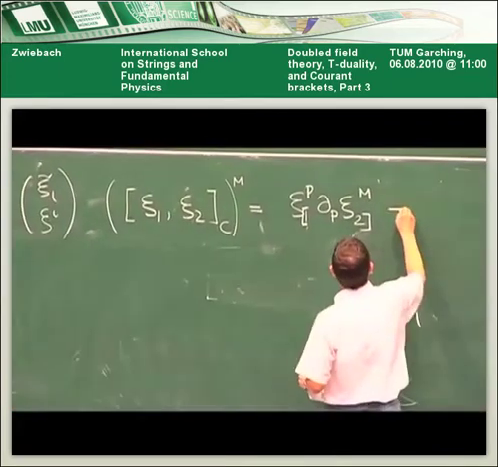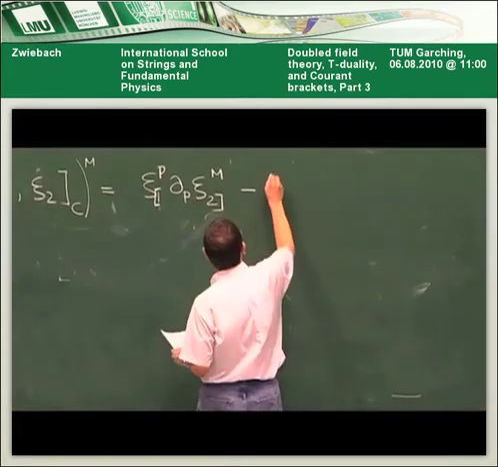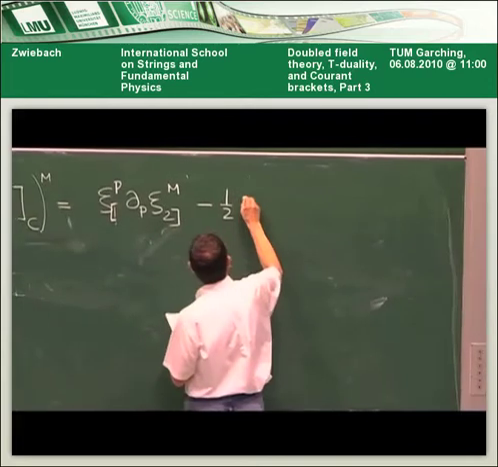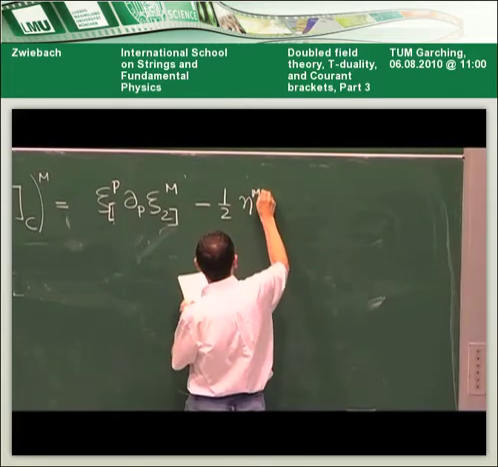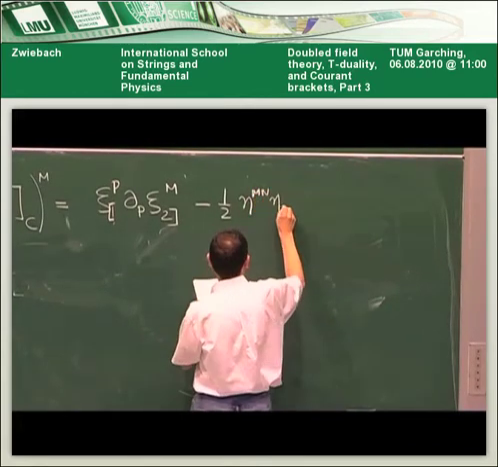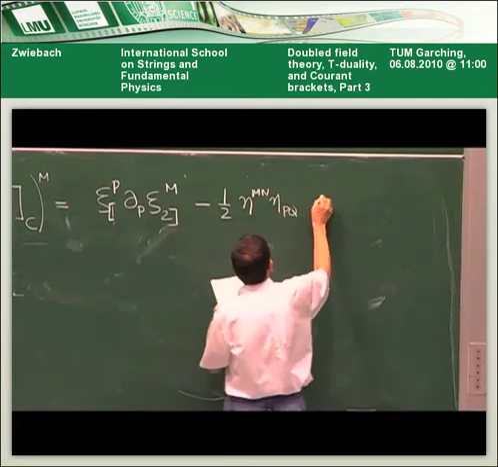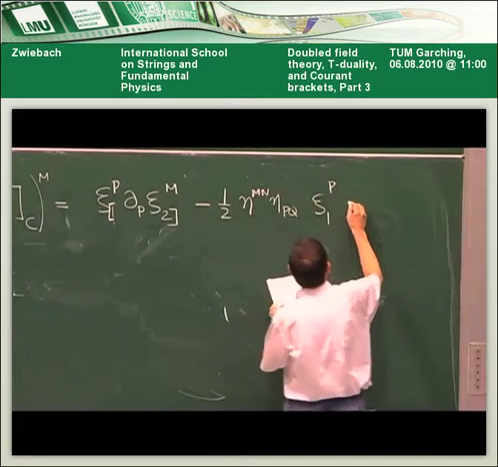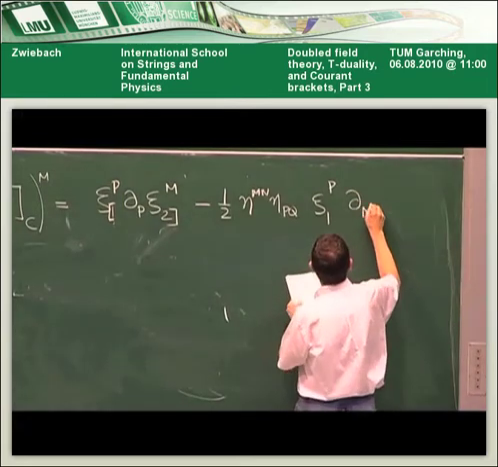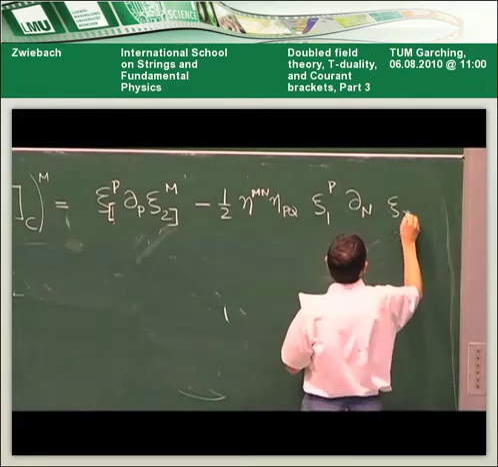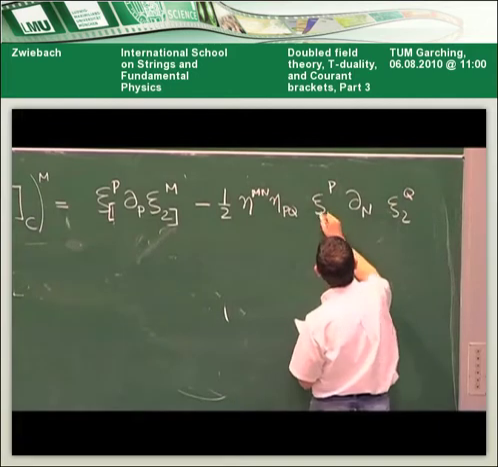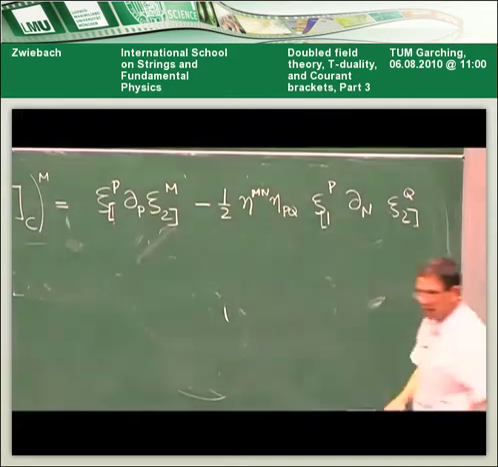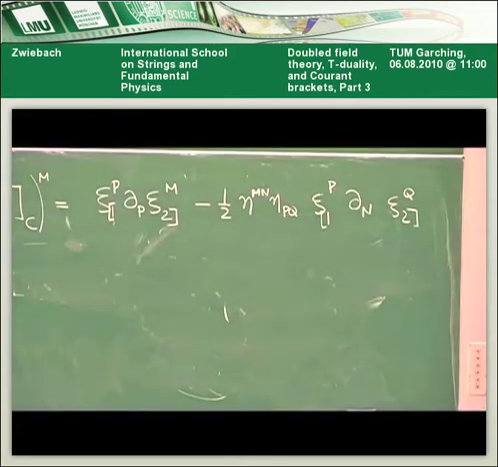Now, there is an extra term, a surprising term. 1/2 eta^MN eta_PQ, xi_1^P d_N xi_2^Q. You probably don't need to copy many of the things I'm going to be writing because they're in the notes. Maybe it's just better to listen.